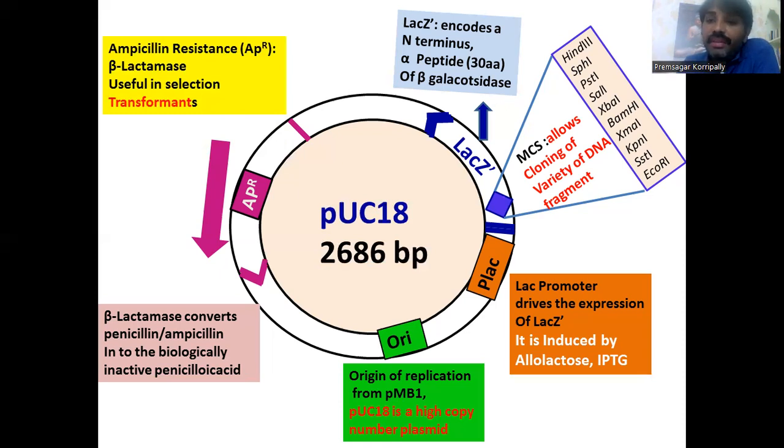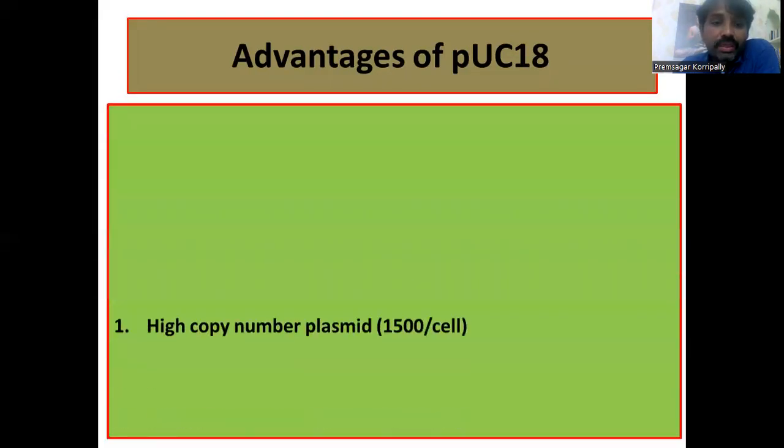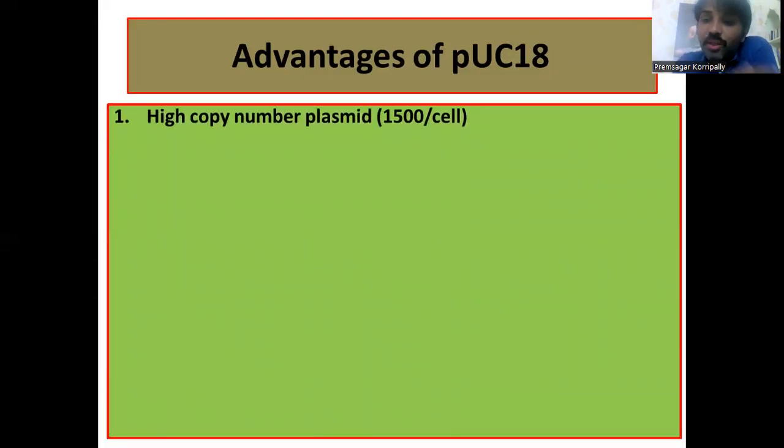Okay. In the next slide, I'm going to speak again about the same features in text format. Advantages of pUC18 over pBR322. High copy number plasmid, as I told you right now: 1500 copies per cell. Imagine, 1500 pUC18 plasmids per cell. That's high copy.